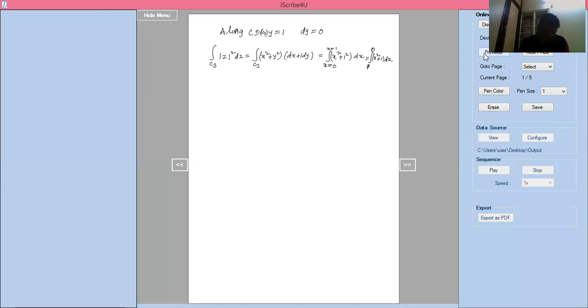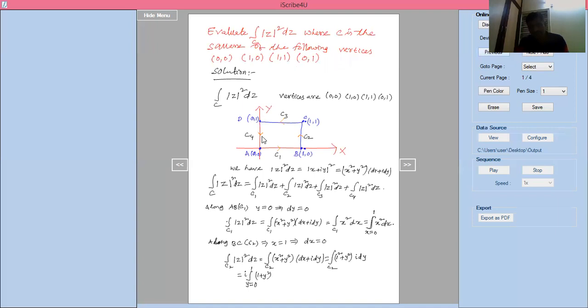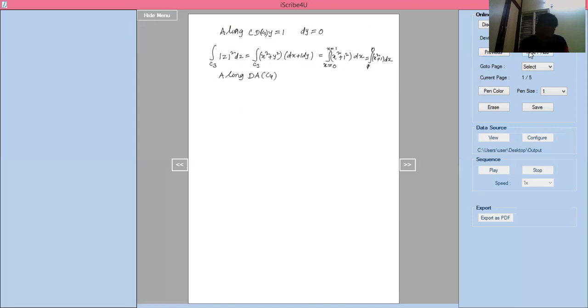Next one should be along DA. DA is nothing but C4. C4 is nothing but the y-axis. The y-axis you will write as x equal to 0. x equal to 0 means dx equal to 0.